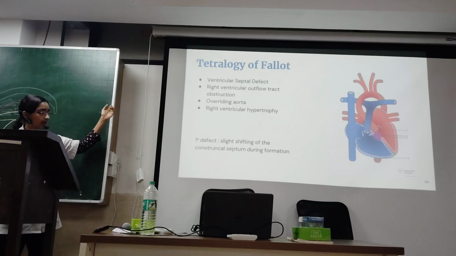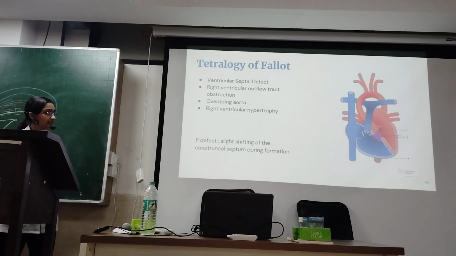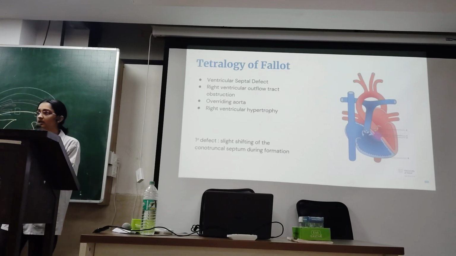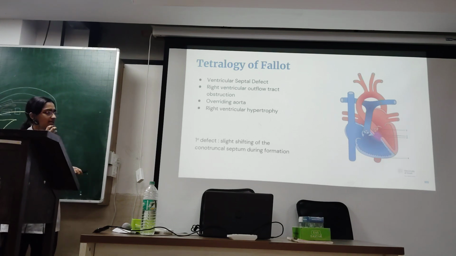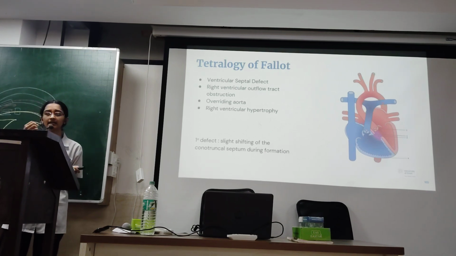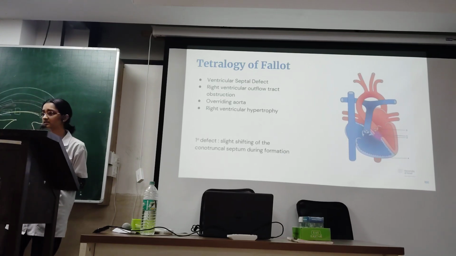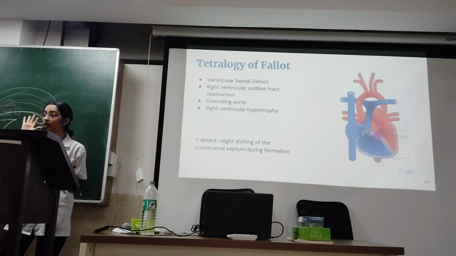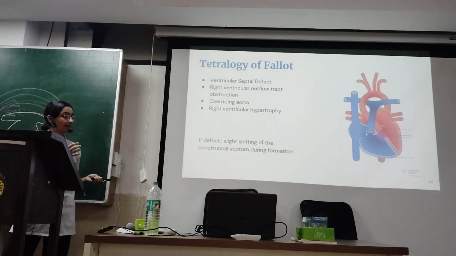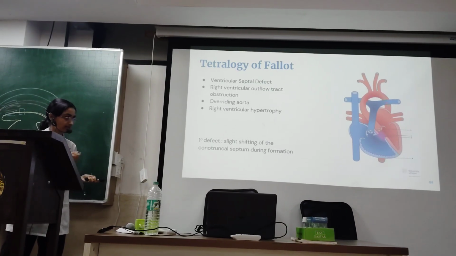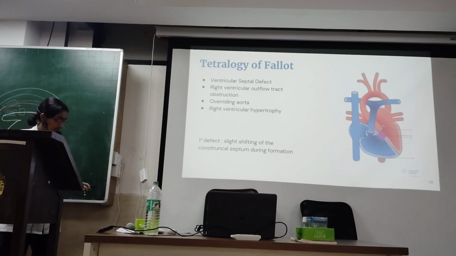other 3 features. And the primary defect in this case is that the conotruncal septum during formation shifts slightly anteriorly, or in any direction really, which results in the lumen of the pulmonary trunk being reduced in size, and the major artery, which is the aorta, having its lumen increased in size, which results in the other features as well.